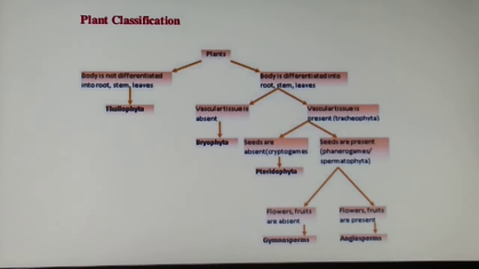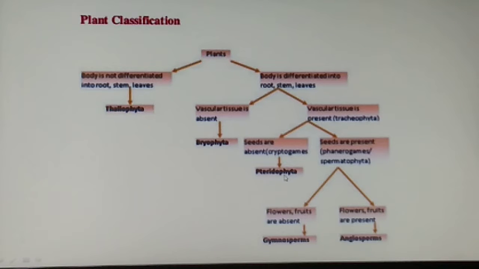Now students, you can see here this is the plant classification, which is basically differentiated into 2 different types. In the first, the body is not differentiated into root, stem and leaves. Those plants in which the body is not differentiated into root, stems and leaves, the example is Thallophyta. The plants in which the body is differentiated into root, stems and leaves are basically of 2 types. The first one where the vascular tissue is absent, the example is Bryophyta, and where the vascular tissue is present, there are further 2 types, phanerogams and cryptogams.